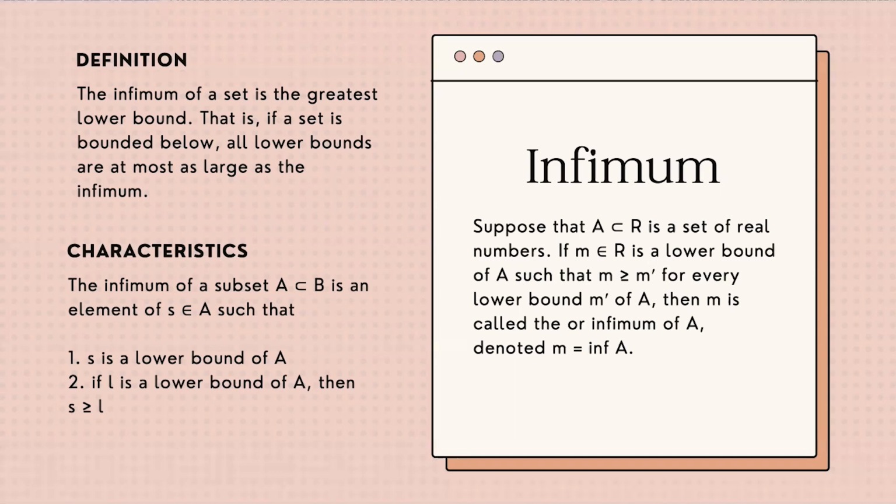So what are the characteristics of our infimum? First, the infimum of a subset A, a subset of B, is an element S, that is an element of A, such that, here are the characteristics, but we just base this on the definition that we have stated a while ago. First, S should be a lower bound of A. And if L is a lower bound of A, then S is greater than or equal to L. Kasi nga, by definition, your infimum is the greatest lower bound.